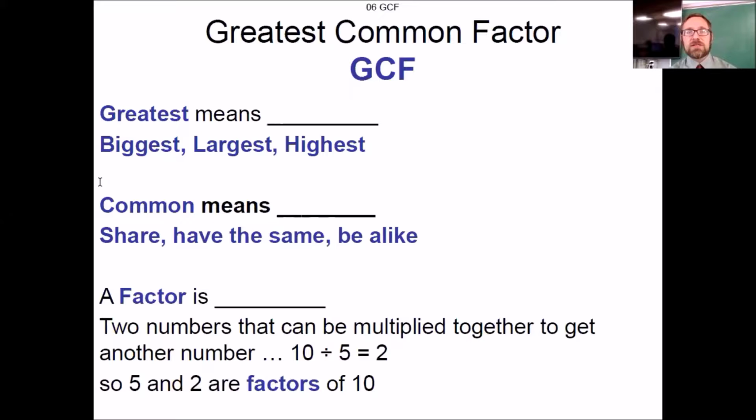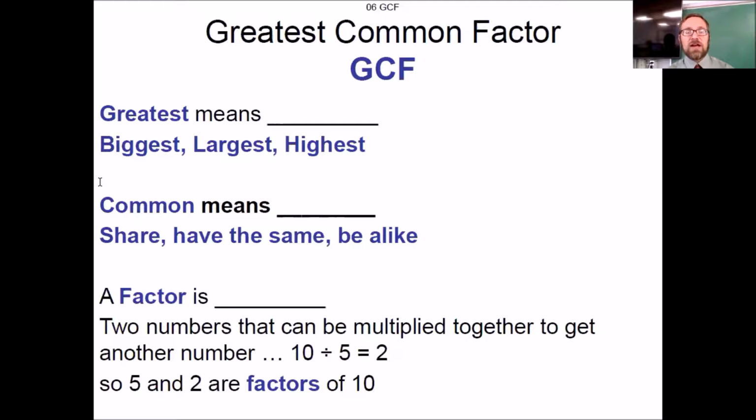So here we are, greatest common factor. That's what we're talking about in 4.3. This is a thing you're going to use a lot in math moving forward. So we'll break apart greatest common factor. Greatest means biggest, largest, highest. So we're looking for the biggest number. Common is that they share. So we're looking at two numbers and this greatest common factor that they share.